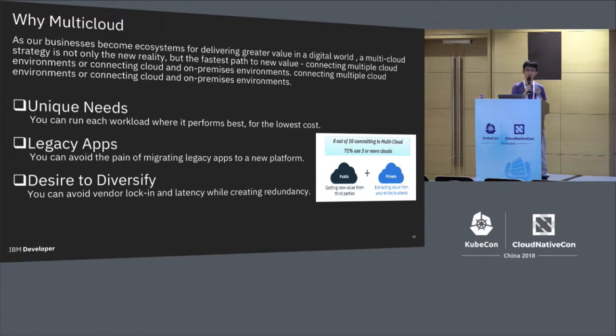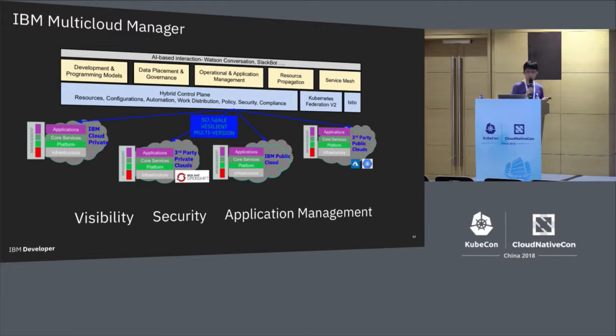Second is legacy apps. Some users have already deployed certain services or apps in the system, and then they need some new apps. So we need to avoid the pain of migrating legacy apps to the new platform. The last one is the desire for diversity. Some users don't want to be locked in by a certain vendor. So we can avoid vendor lock-in and latency while creating redundancy.